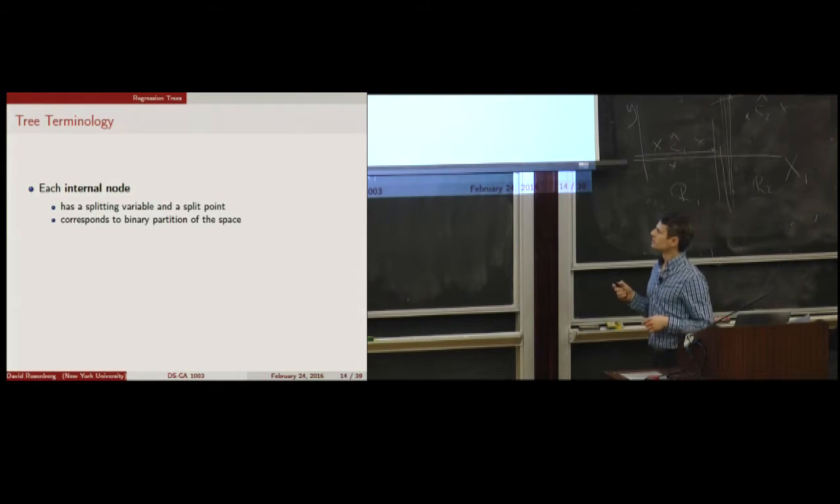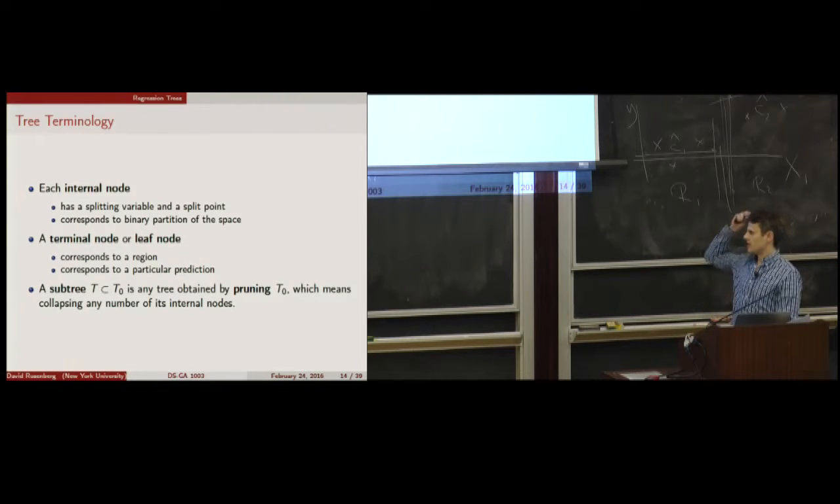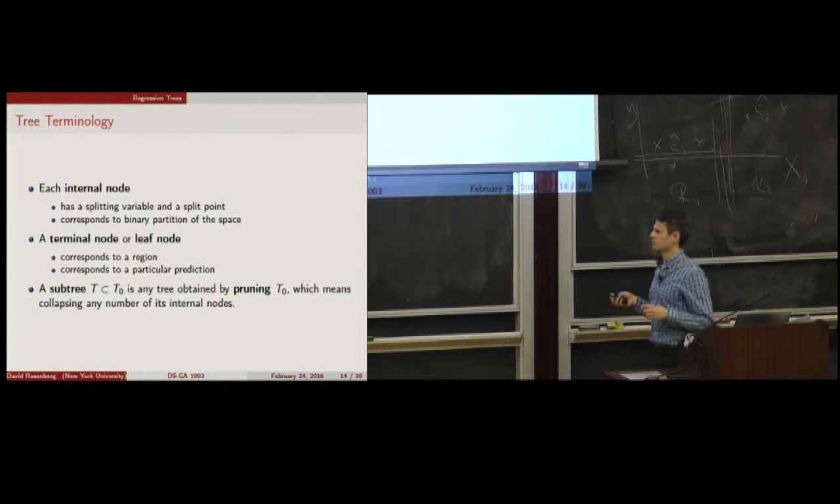All right. So this is terminology. The internal nodes are the splitting nodes. Terminal nodes or leaf nodes are the ones that correspond to the classification or prediction nodes we've discussed. All right. Now subtree. What's a subtree?